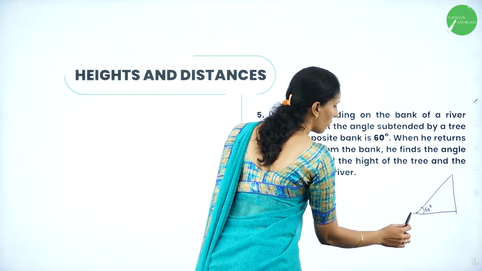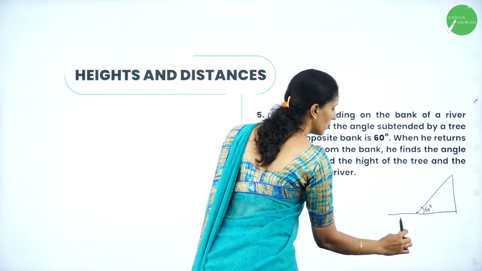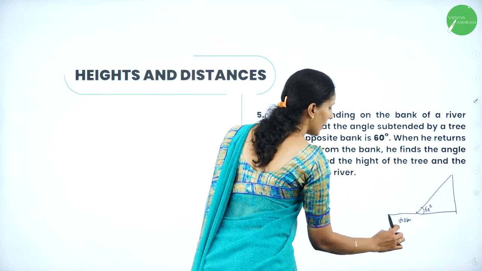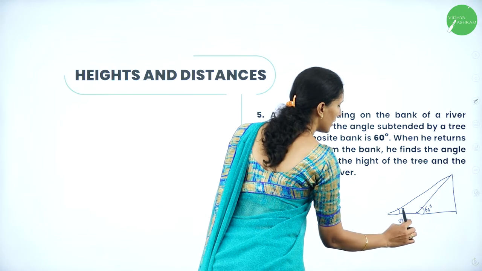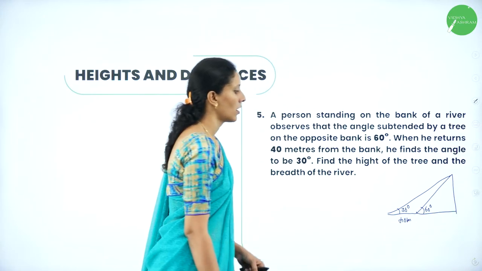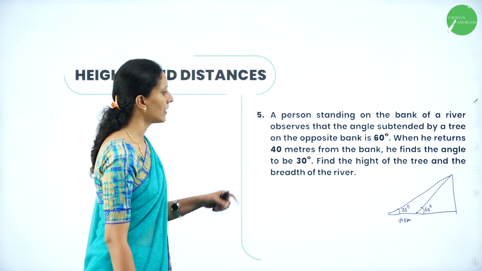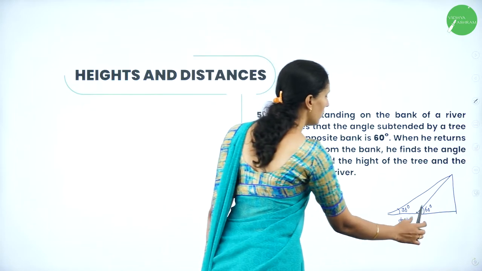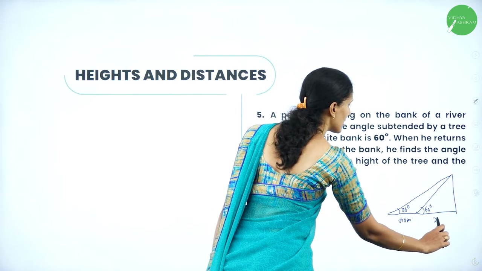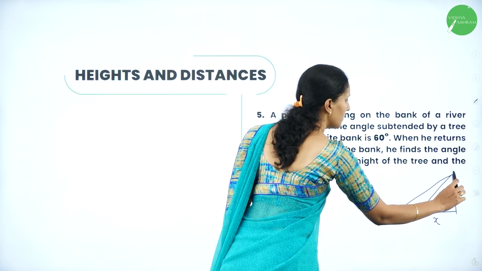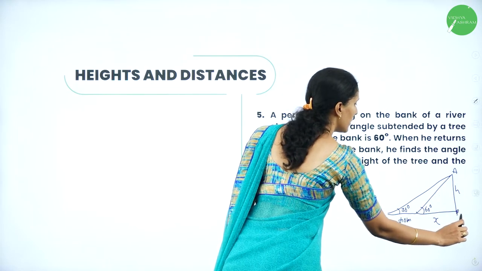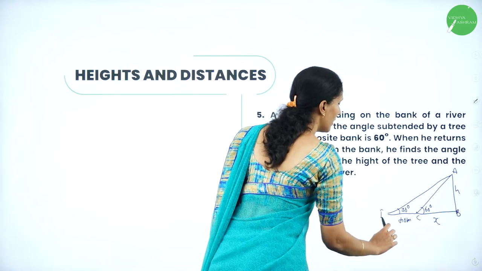Later, he moves 40 meters away from the bank and again he sees a tree. The angle of elevation was 30 degrees. Now, I need to calculate the breadth of the river. This is the distance, I'll take this as x, and the height of the tree, I'll take this as h. Let me take this as A, B, C and D.